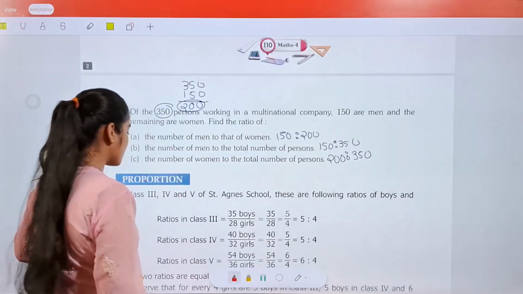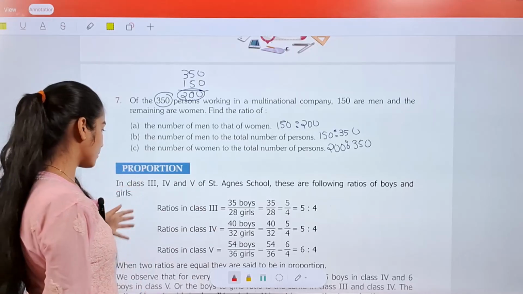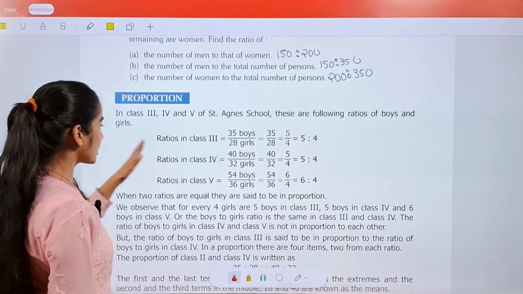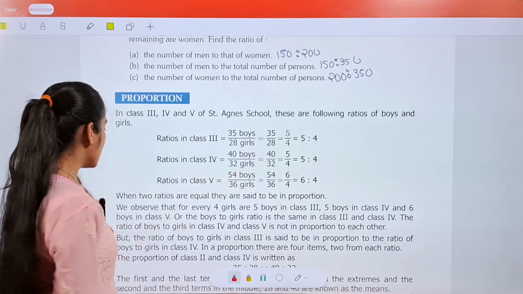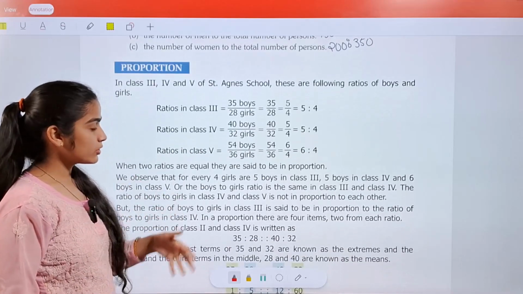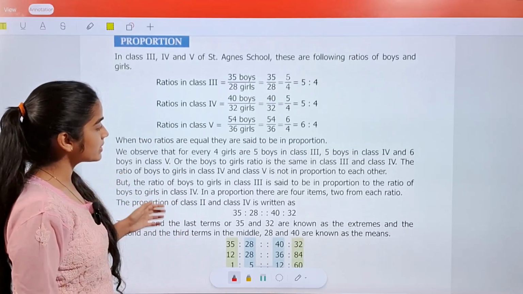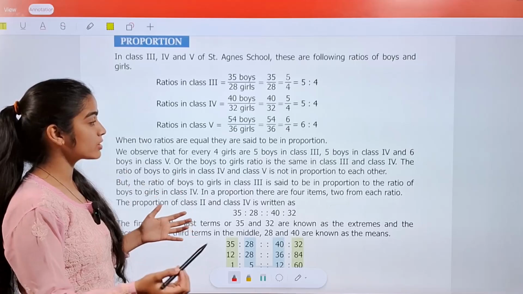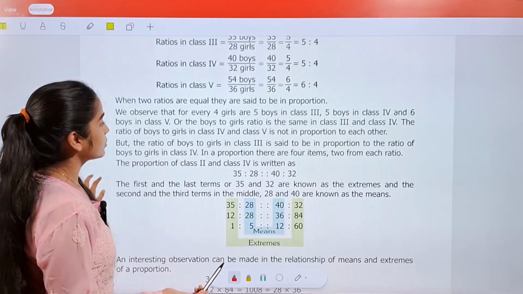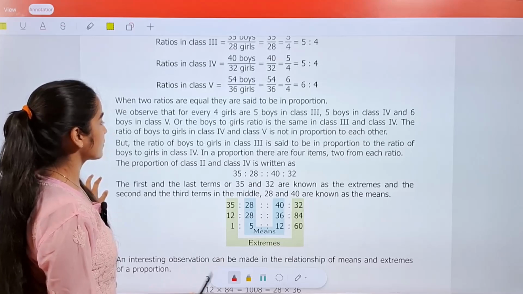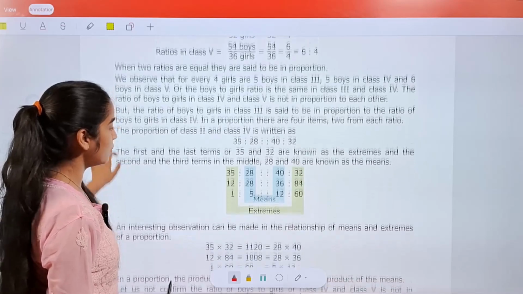Okay, now proportion. When two ratios are equal to each other, that is referred to as a proportion. So the ratio in class 3rd is this, the ratio in class 4th is this, and the ratio in class 5th is this. When two ratios are equal, they are said to be in proportion. As I already explained, we observe that for every 4 girls and 5 boys in class 3rd, 5 boys in class 4th, and 6 boys in class 5th, the boys to girls ratio is the same in class 3rd and class 4th. The ratio of boys to girls in class 4th and class 5th is not proportional to each other.